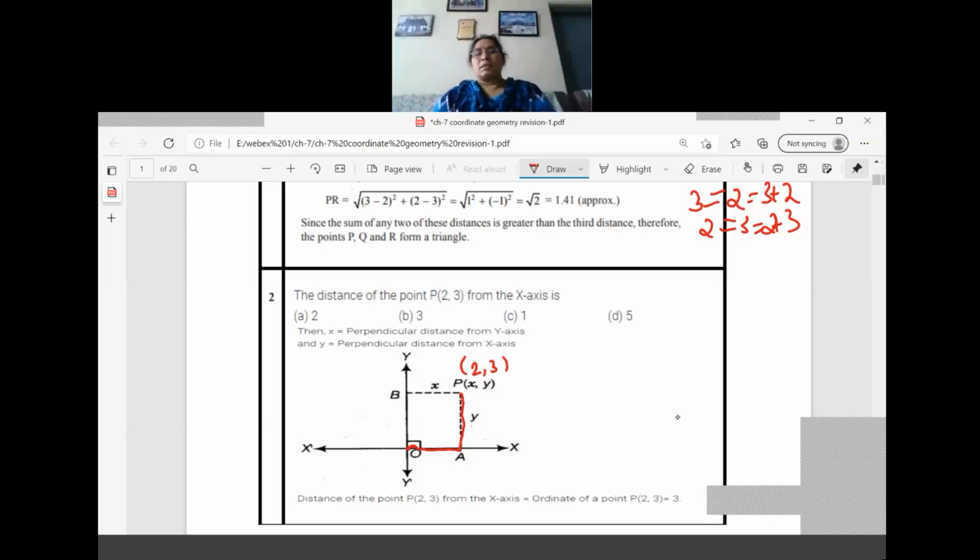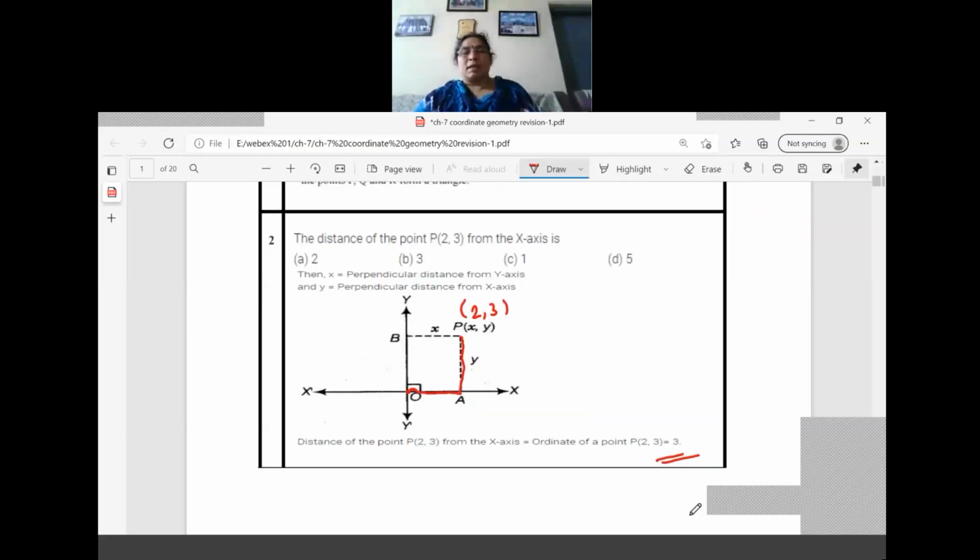So the question is asked, what is the distance from the x-axis? The distance from the x-axis is the y-coordinate only. So our answer is 3 only. Right? A single coordinate, this is our previous knowledge only. Based on this question, you can see it in the exemplar book also. So that is why I had given it here.